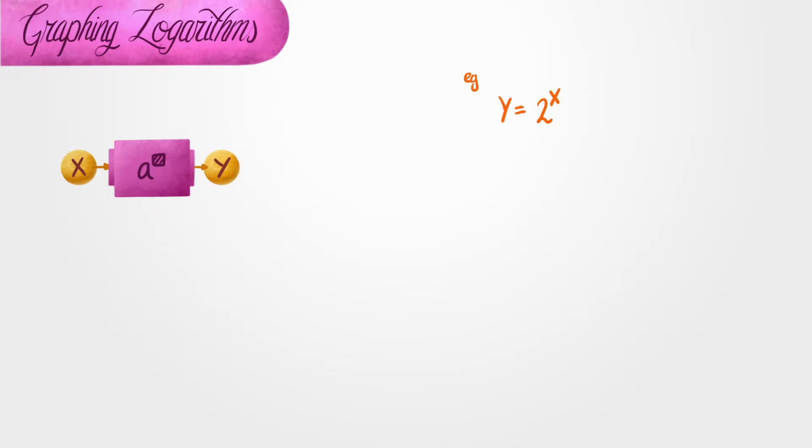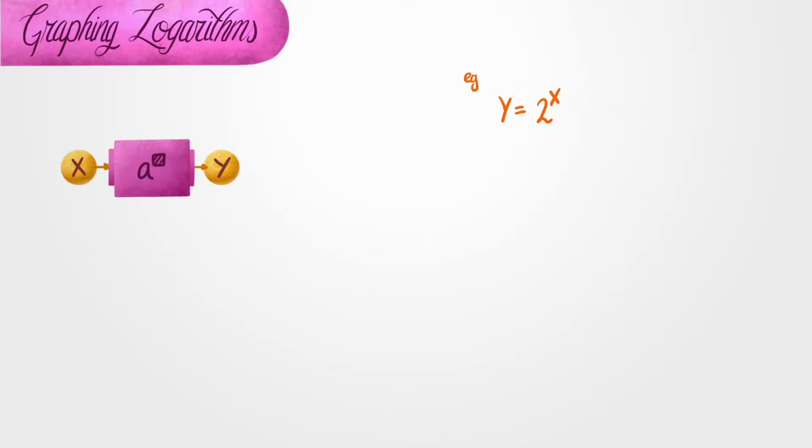To give you a really simple example of this, imagine that capital Y is the same thing as 2 to the power of little x. So this over here is the function of x. Well, if you imagine that capital X was equal to some number, like let's say it was equal to 3, then this would just be 2 to the power of 3, which of course is just going to be 8.